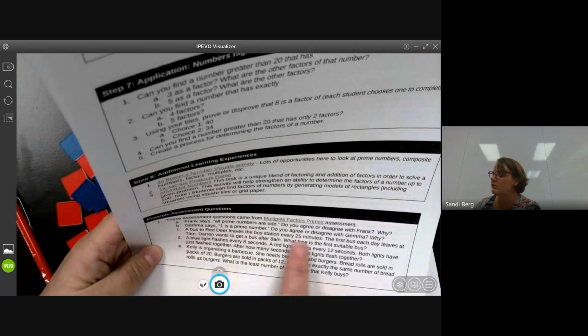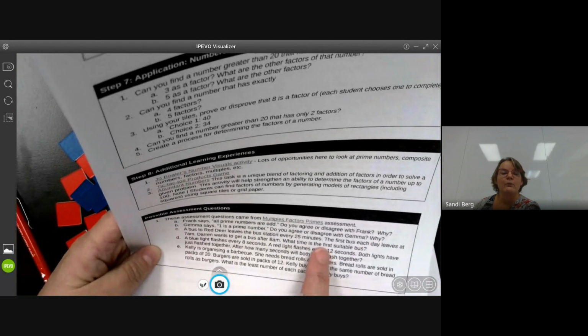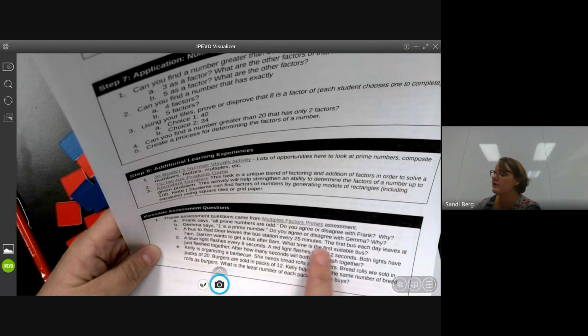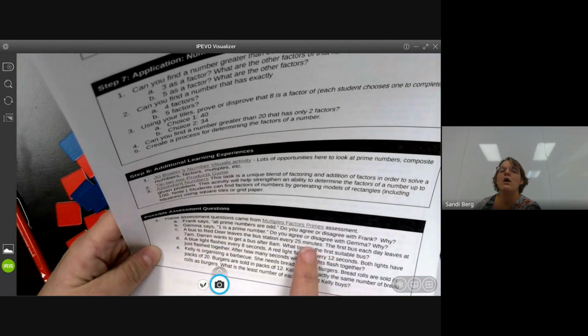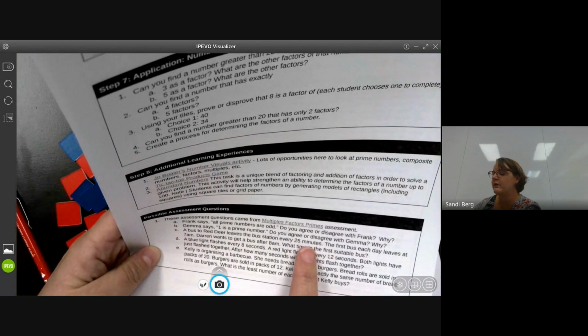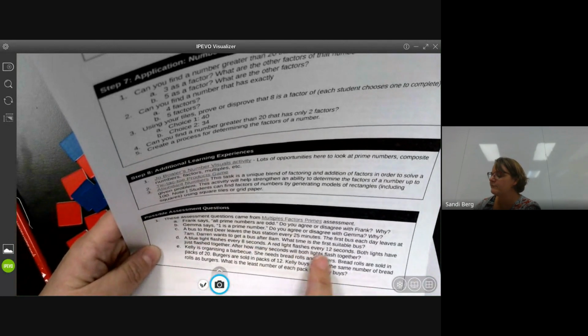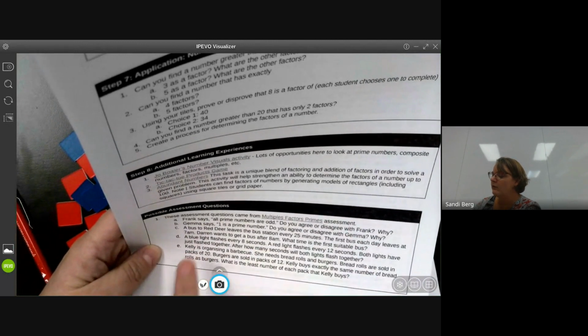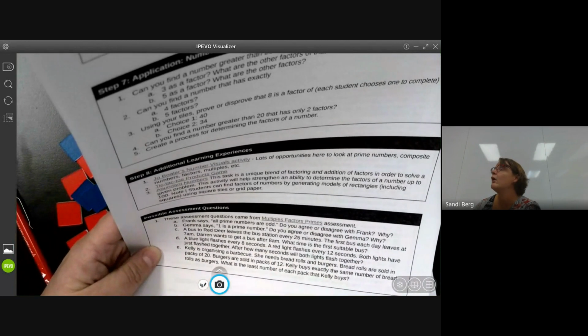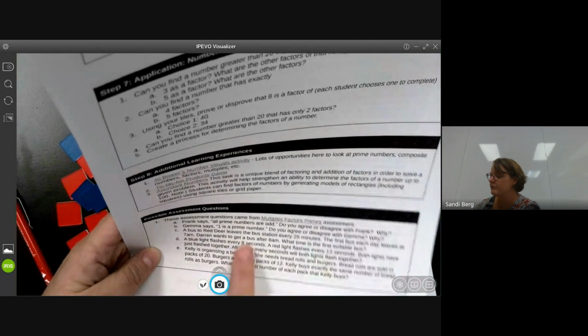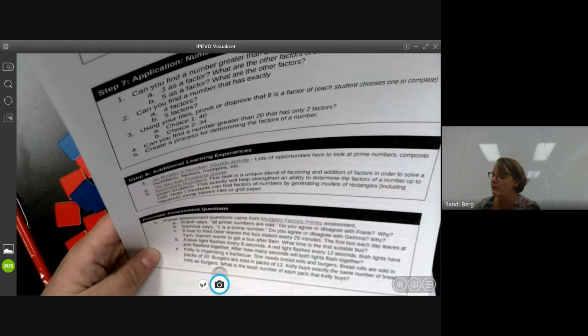But then C talks about connecting it to time. Well, if you've never done this kind of connection to time before, what a great opportunity for students to demonstrate excelling understanding. A blue light flashes every 8 seconds, a red light flashes every 12 seconds. When do they flash together? Well, again, that's a multiple question. So a great one for assessment.